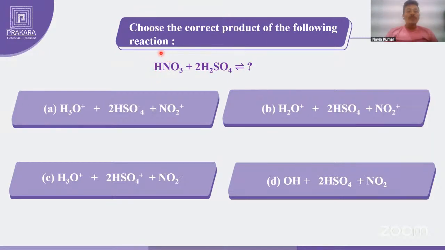So see, basically HNO3 and H2SO4, that is the sulfuric acid, both are used in the nitration process. So in nitration, we use HNO3 and 2 H2SO4. So remember, what is nitration? Firstly, remember that, and then we are going to discuss the correct options also.